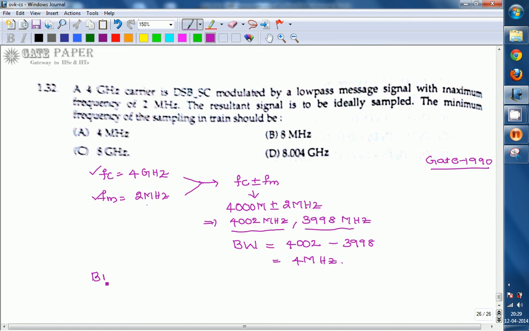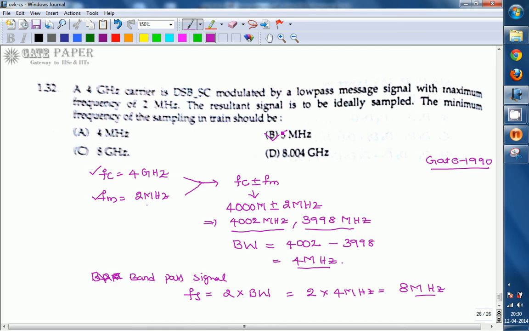We know that for band pass signals, the sampling frequency Fs equals twice the bandwidth of that band pass signal. Here 4 MHz is the bandwidth of that band pass signal, that is the double sideband suppressed carrier signal. So 2 into 4 MHz is the required sampling frequency, that is 8 MHz. Now the answer is 8 MHz.